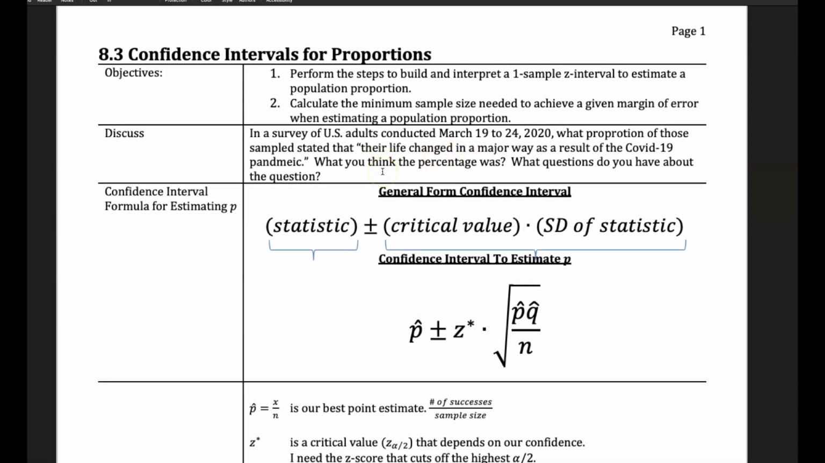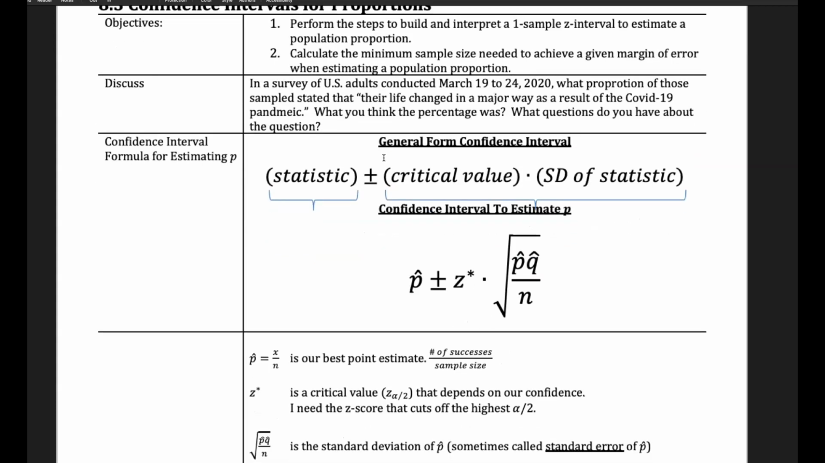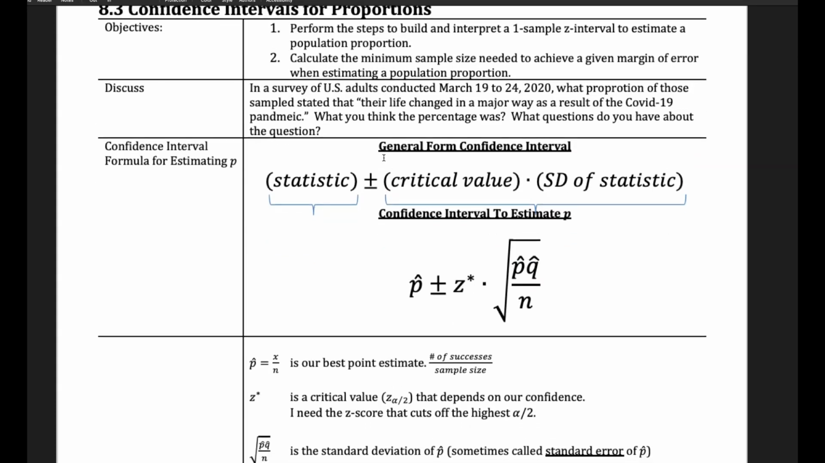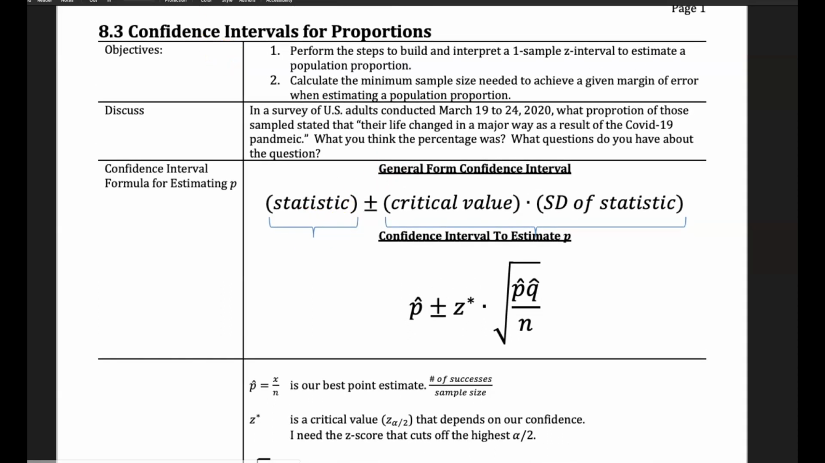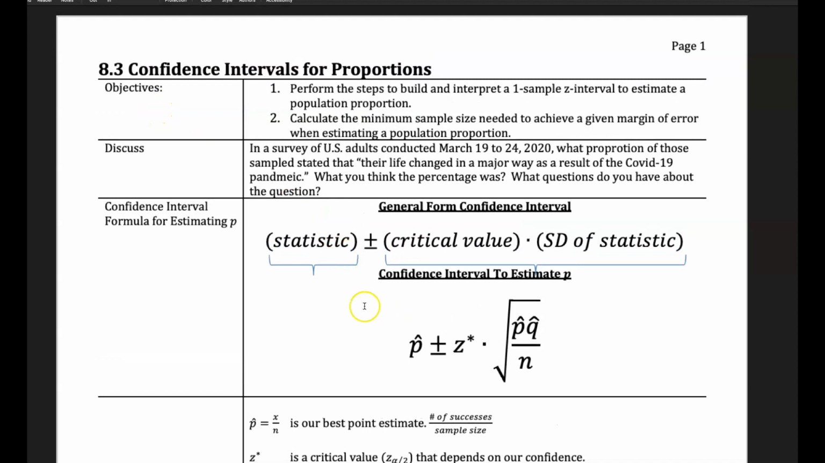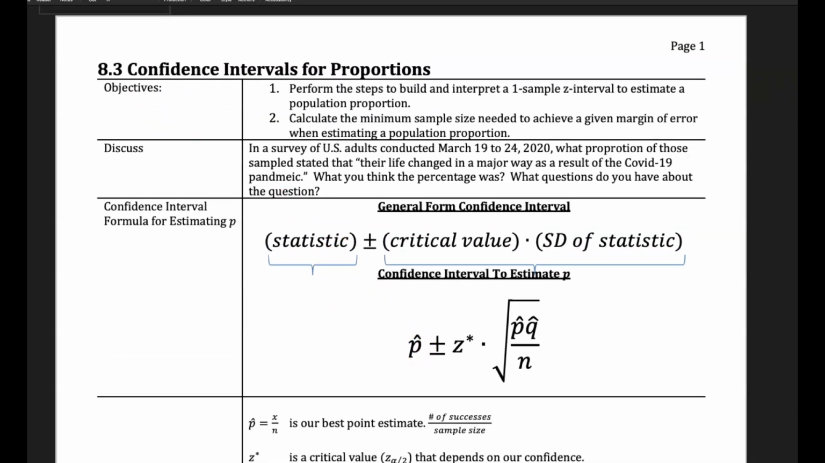Think about that. We're asking for a percentage, a proportion. We're going to ask a certain amount of people, and then we're going to get an estimate for the population. Now that estimate is our statistic, and that would be your p-hat. It's your sample proportion. That p-hat stands for that sample proportion. That's your statistic.